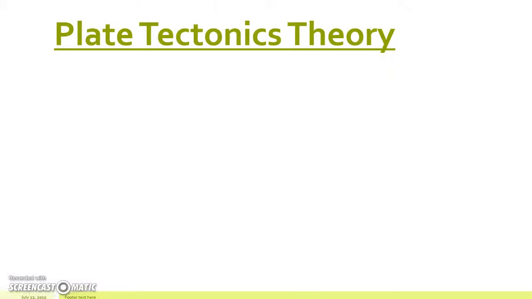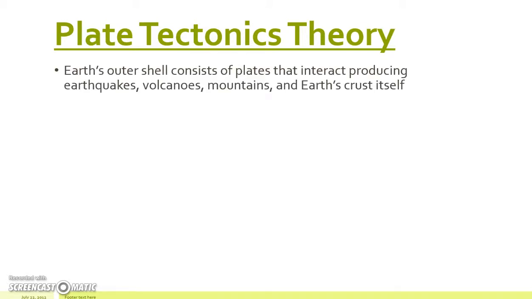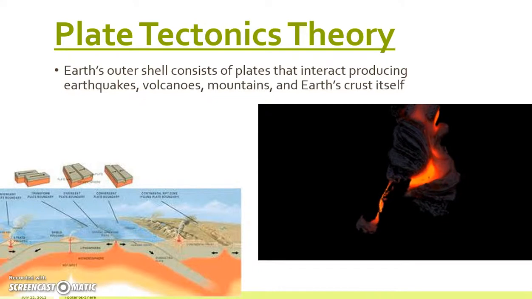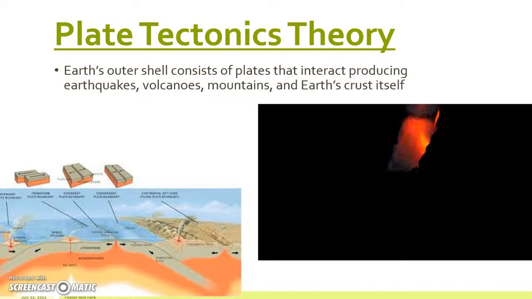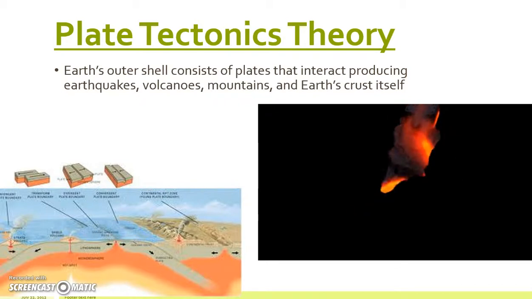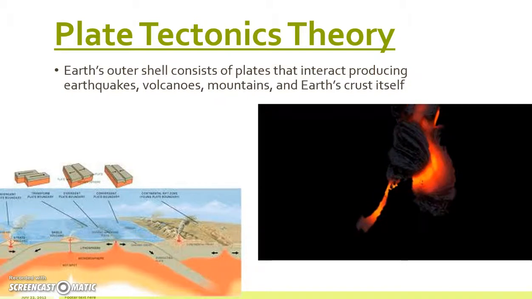So plate tectonics is part of how the asthenosphere and the lithosphere interact. Basically what this theory states is that Earth's outer shell consists of plates, and there are several of these that are interacting and producing earthquakes, volcanoes, mountains, and Earth's crust itself. Now there are 3 different types of boundaries, or 3 different ways that plates can move. And we will talk about that when we get to Chapter 9, which is part of Unit 2. And that's it for Section 2 of Chapter 1.